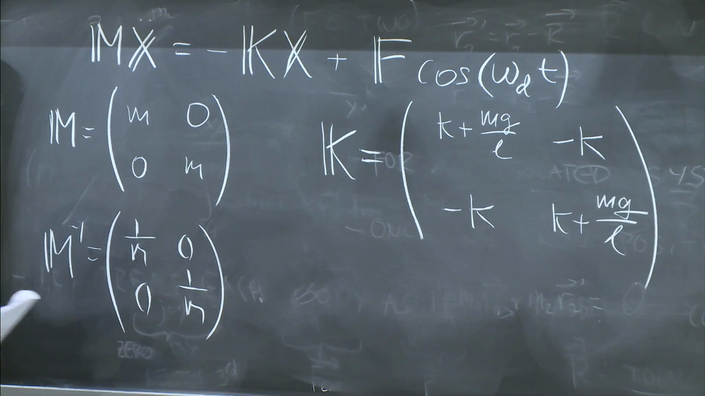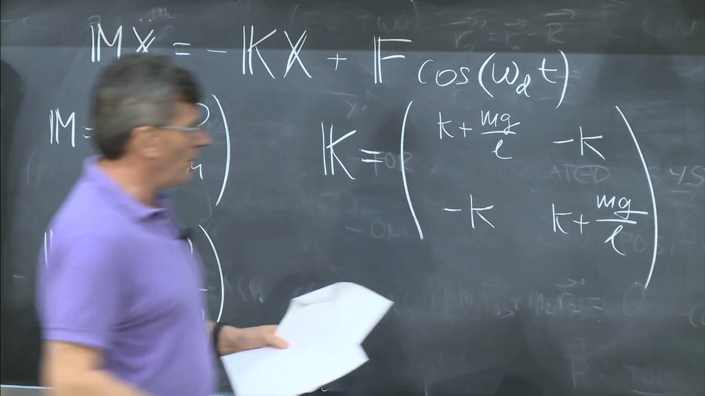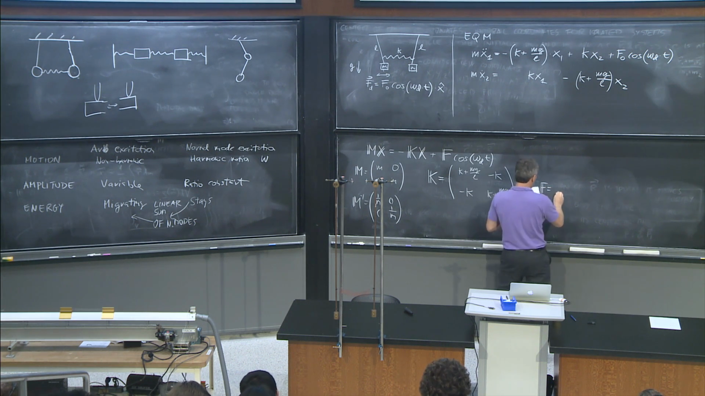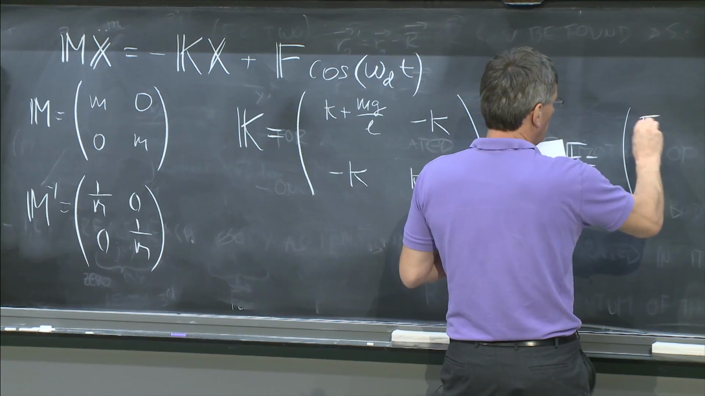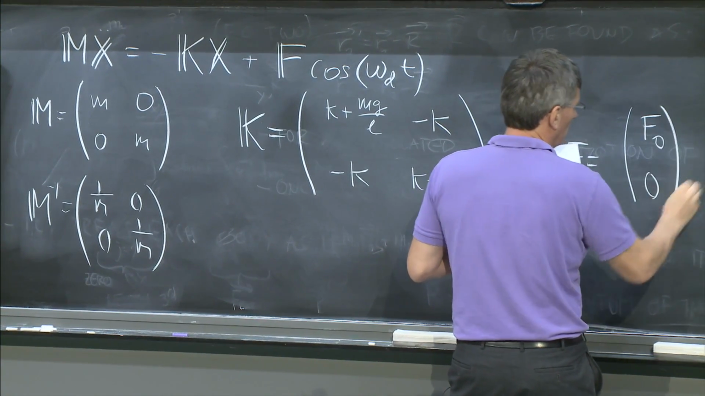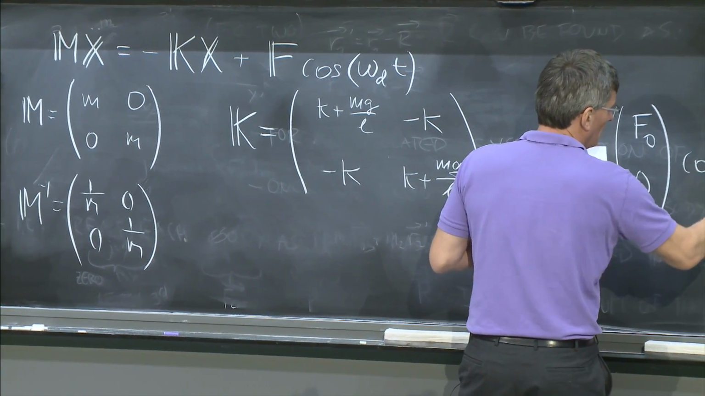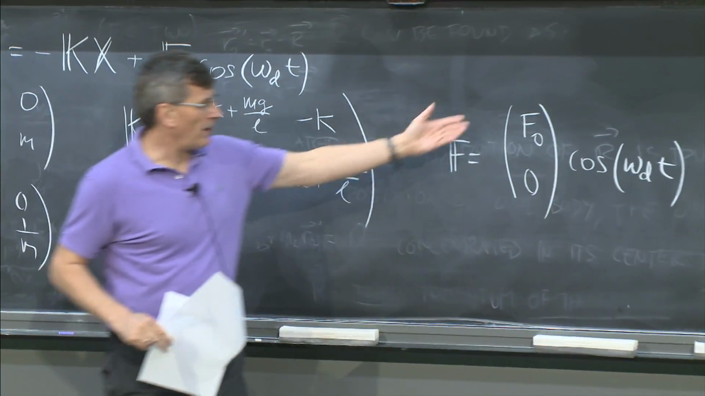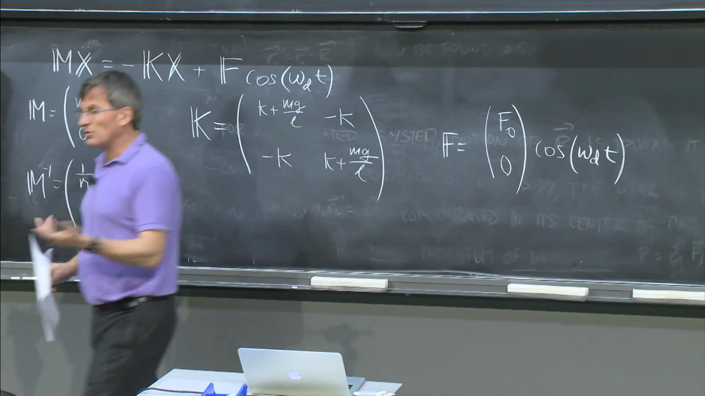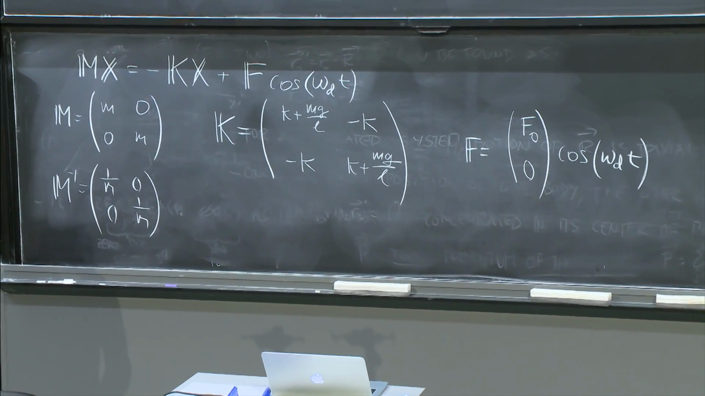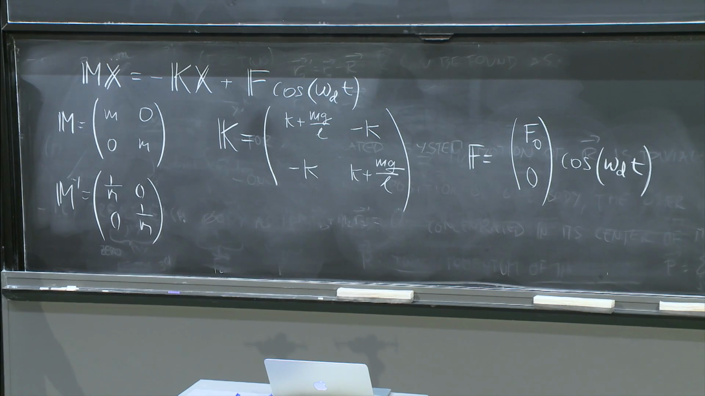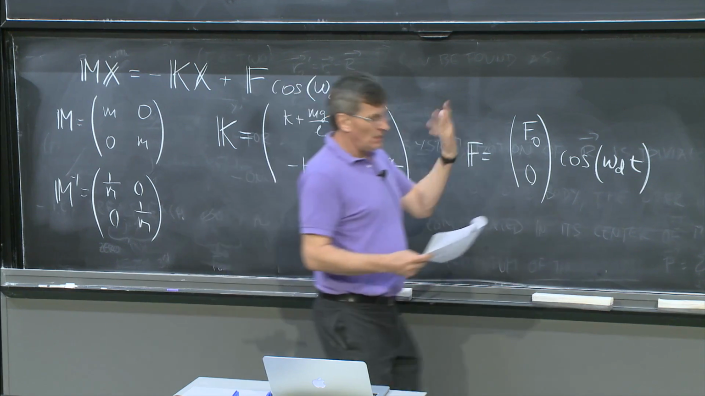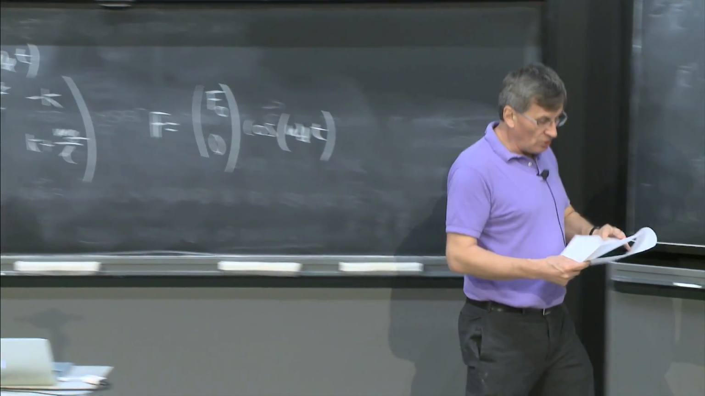And now there is this new thing, which is this vector F. Vector F is equal to F0, 0, times cosine omega d times t. Okay, so this is, in vector form, this external force, which is applied only to mass number 1. Okay? So, these are the elements which we are plugging in. So now the question is, what do you want to do with this?